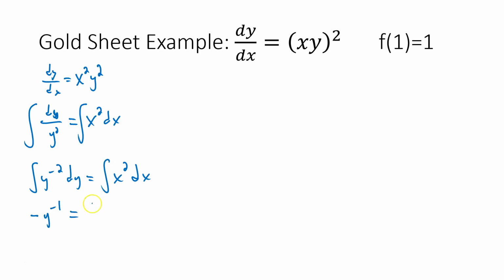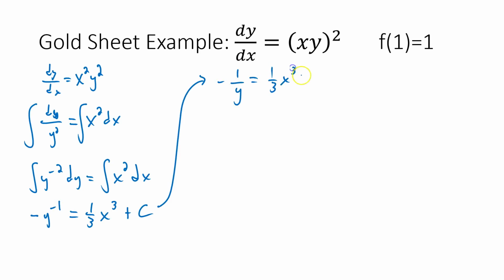And that'll be equal to 1/3 x cubed, and then we need our plus c. We're just going to put it on the right because the two c's have combined to create that c. So now, the third step that you'll see is to find c. There are some cases where it's easier to solve for y first. In this case, we will find c right now, and you can do it either way. So we have negative 1 over y is equal to 1/3 x cubed plus c.